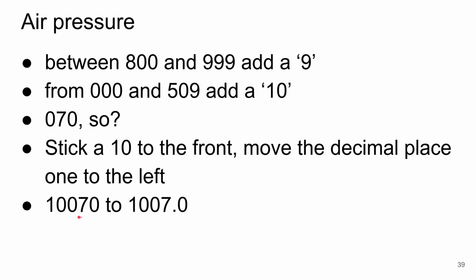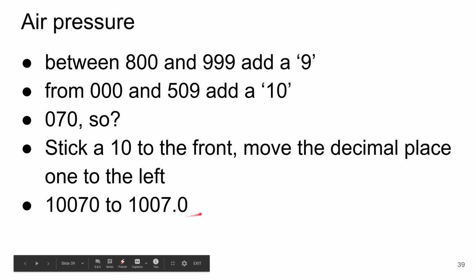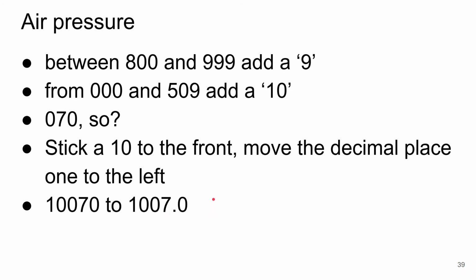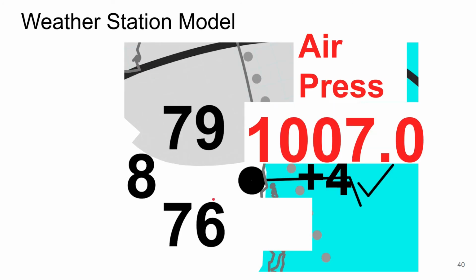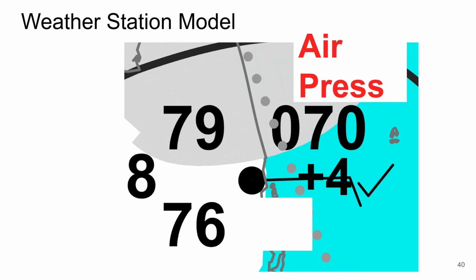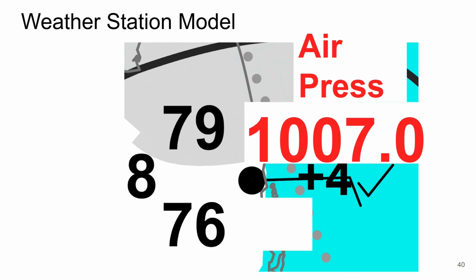So 070, stick a 10 on the front, move the decimal 1 to the left, and 10070 becomes 1007.0 millibars. So we know the air pressure, even though it says 070, that's really 1007.0 millibars.